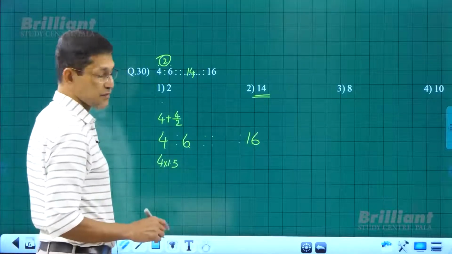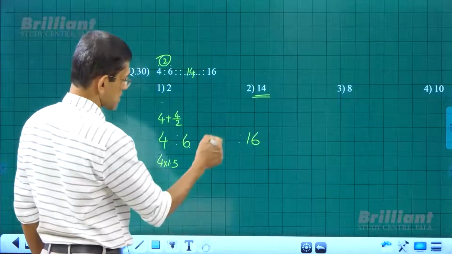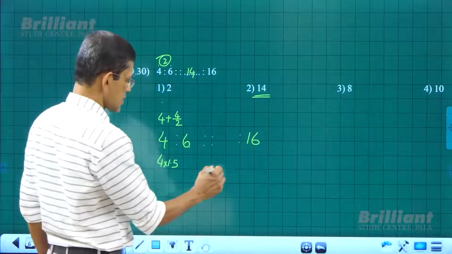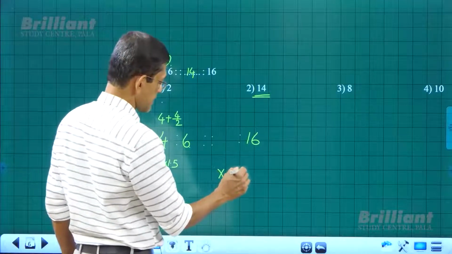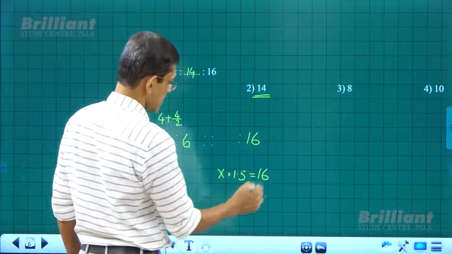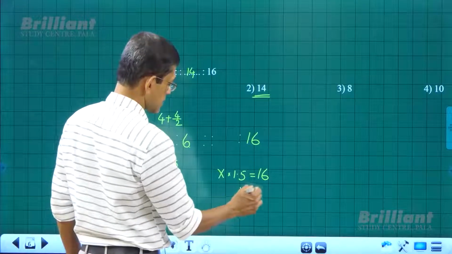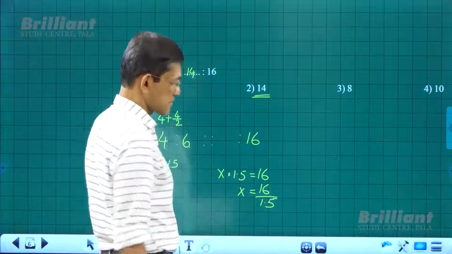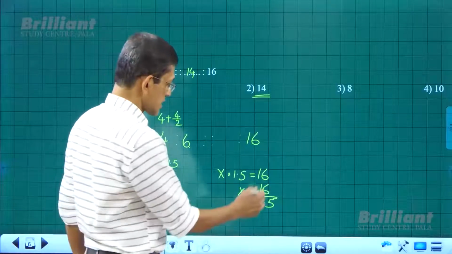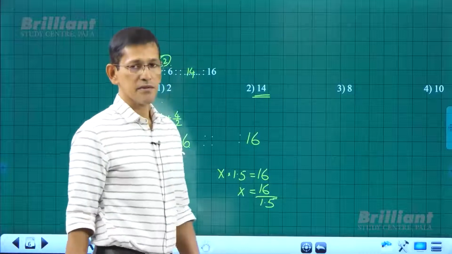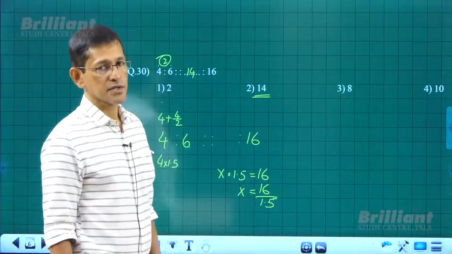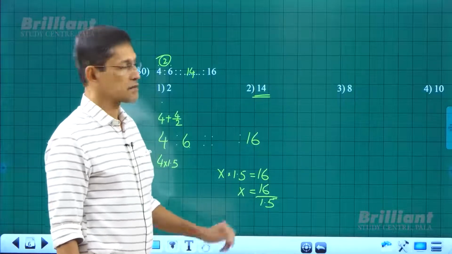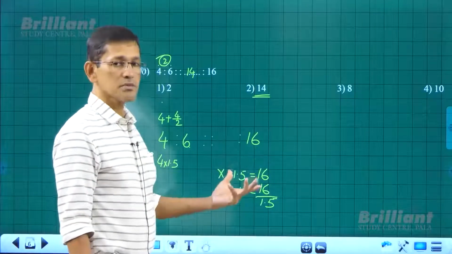Then 4 into 1.5 is 6. That's another relation. 4 into 1.5 is 6. So some number into 1.5 must be 16. So X into 1.5 must be 16. So what is x then? X is equal to 16 divided by 1.5. So what do you get? 160 divided by 15. 160 is not a multiple of 15. So you get a decimal number. That's what it is. All right. So these are the different possibilities you may have.